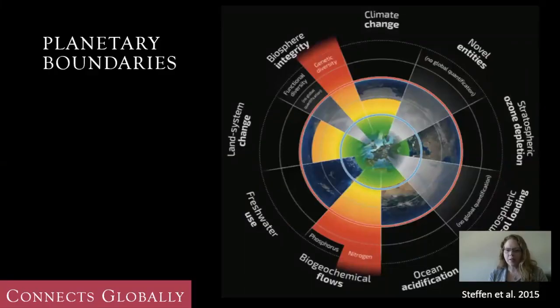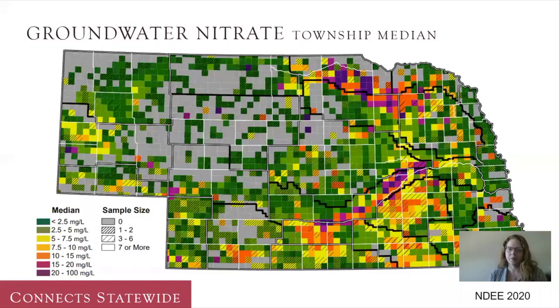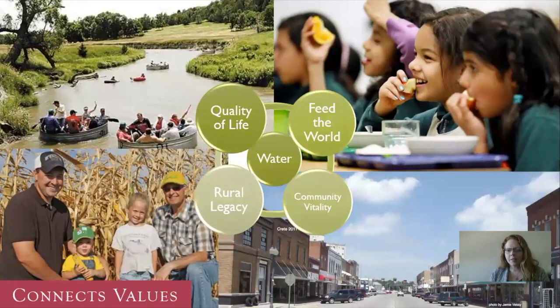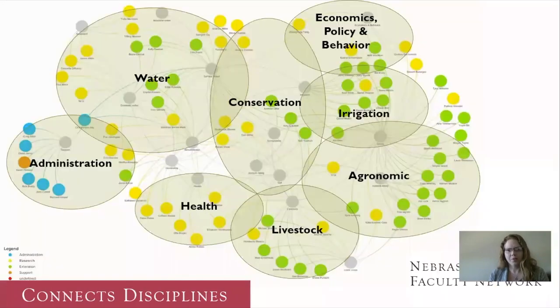Nitrate connects us globally with a challenge of excess nutrients that's seen all across the world. And here within Nebraska, it's widespread across our state, with many areas being above the safe drinking water level and others trending in the same direction. It connects us to our core values. We're trying to feed the world through high production agriculture, but at the same time, we want to ensure a high quality of life for those of us living in Nebraska, the legacy of our rural farmers and places, and that our small towns are vital and growing into the future.